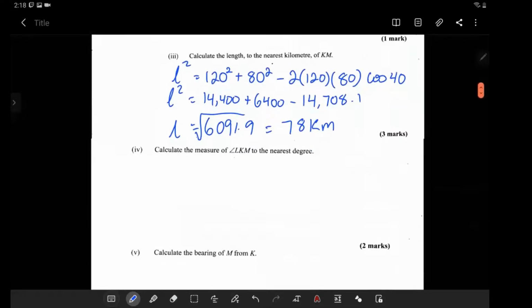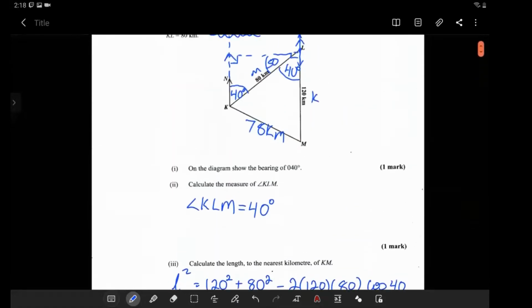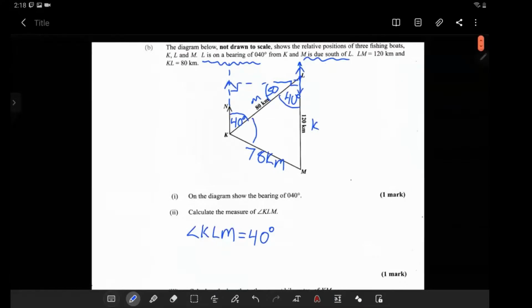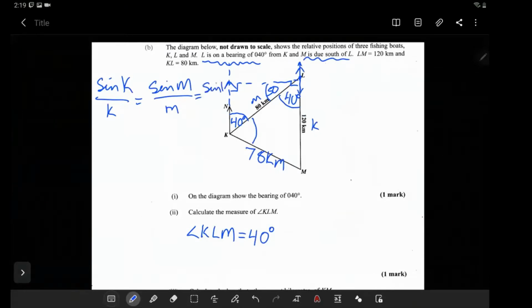Calculate the measure of angle LKM. LKM, that's this angle here. Now we can use the sine rule for this because we want to know what is this angle, big K. So remember that the sine rule, given in this context, will be sine K over k is equal to sine M over m, which is equal to sine L over l. Okay, lovely.